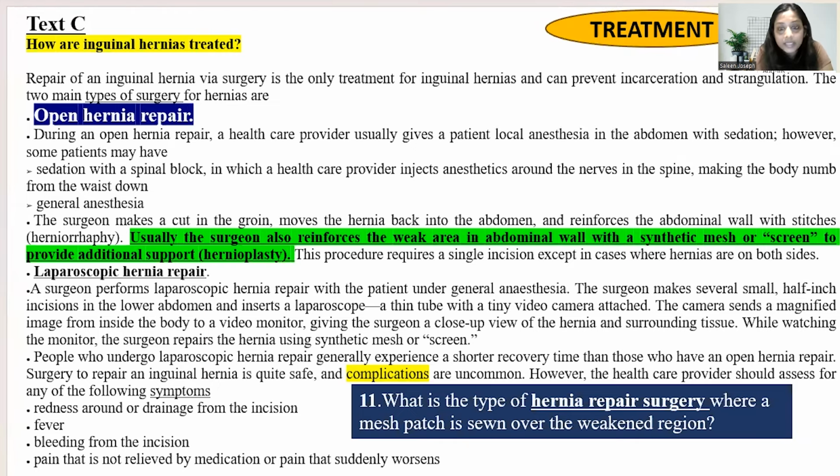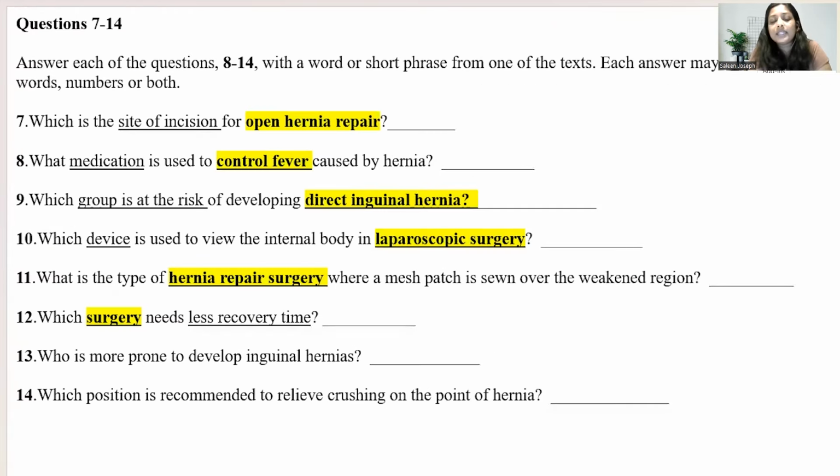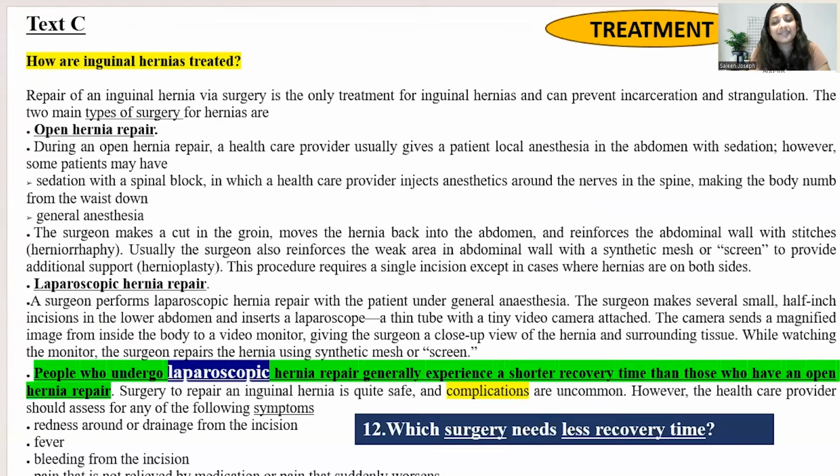Correct. Then next one. Which surgery needs less recovery time? What's your answer? Laparoscopic hernia repair. Yes, laparoscopic. Which surgery needs less recovery time? Laparoscopic surgery, right? Yes. Next one, 13th one.